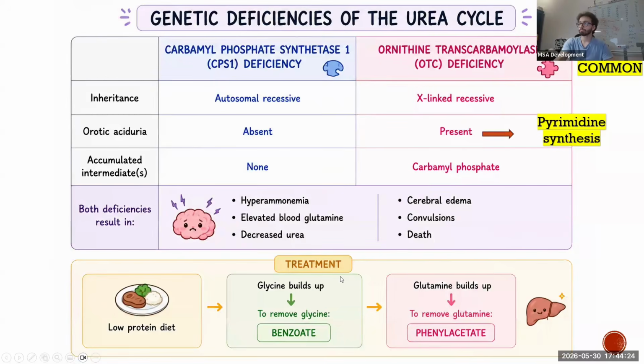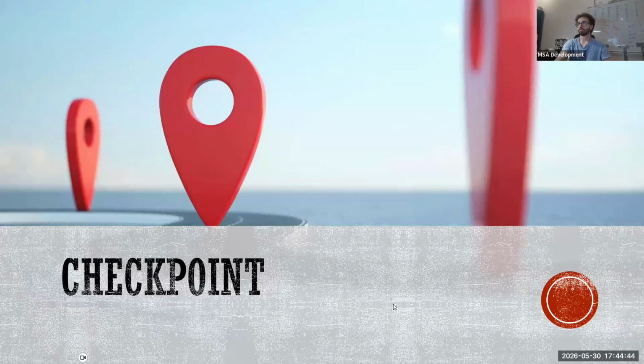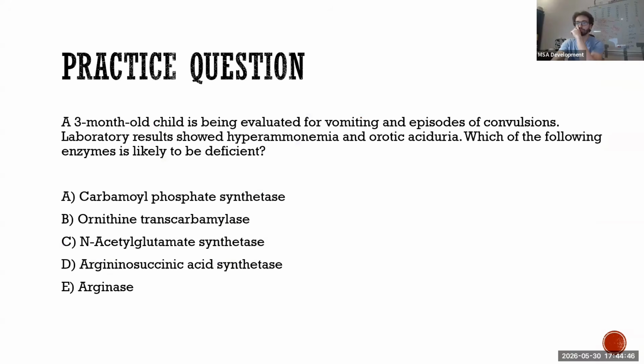How do we treat a lot of, let's say, ammonia and all of these disorders? If we have glycine that's building up, we give benzoate. If glutamine is what's building up, we give phenylacetate. Don't ask questions, memorize these as they are. I've seen questions about them. Done: glycine, benzoate; glutamine, phenylacetate. And now we finished the second lecture. Let's move on to the questions.